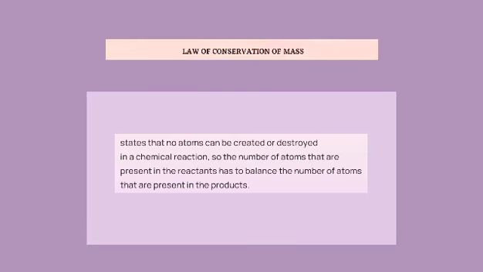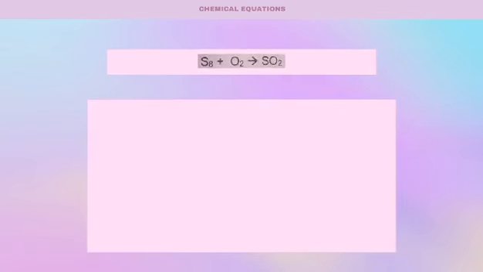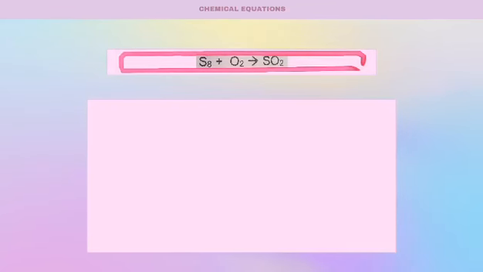The law of conservation of mass states that no atoms can be created or destroyed in a chemical reaction, so the number of atoms that are present in the reactant has to balance the number of atoms that are present in the product. To balance a chemical equation, first I will write out the given formula, S8 plus O2 equals SO2, with the reactants on the left of the arrow and the product on the right. Equation should look something like S8 plus O2 equals SO2.